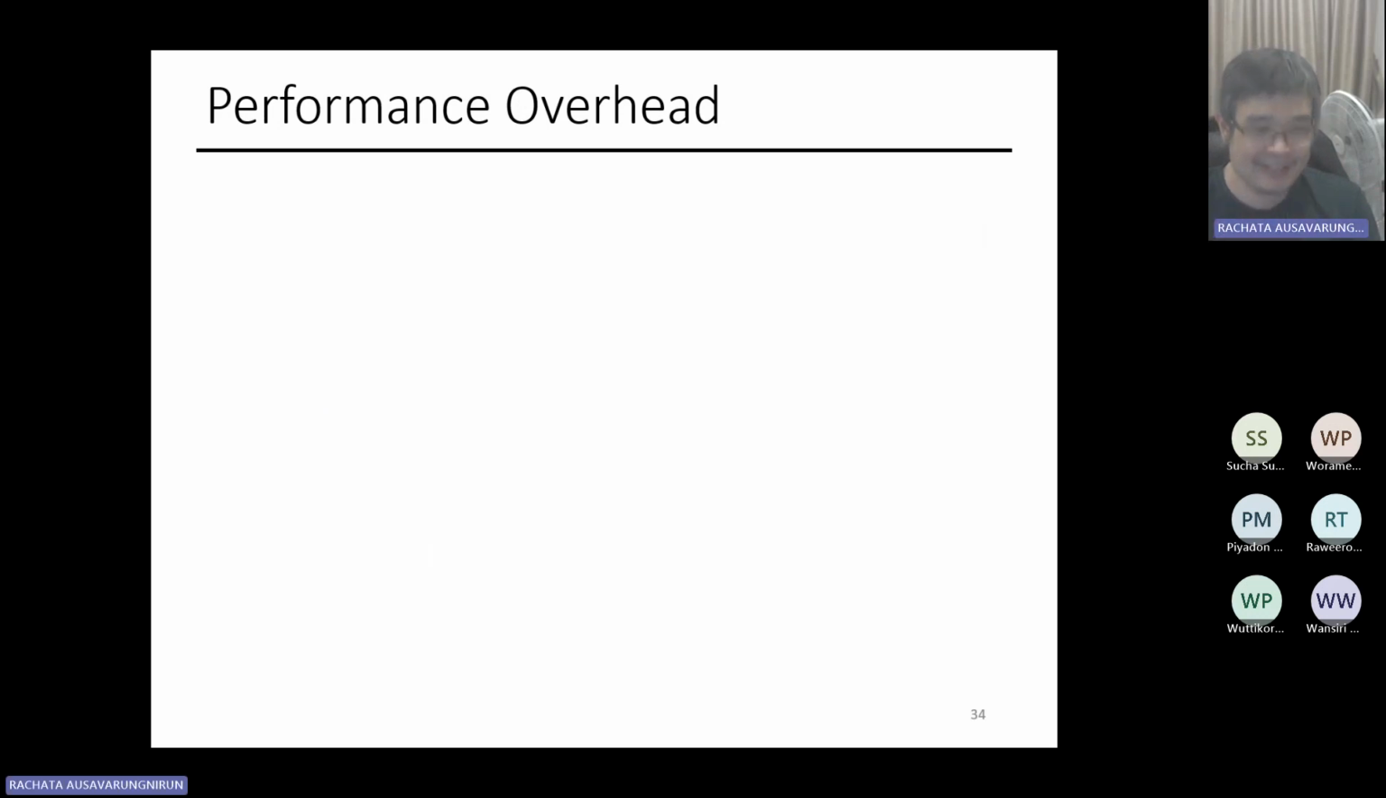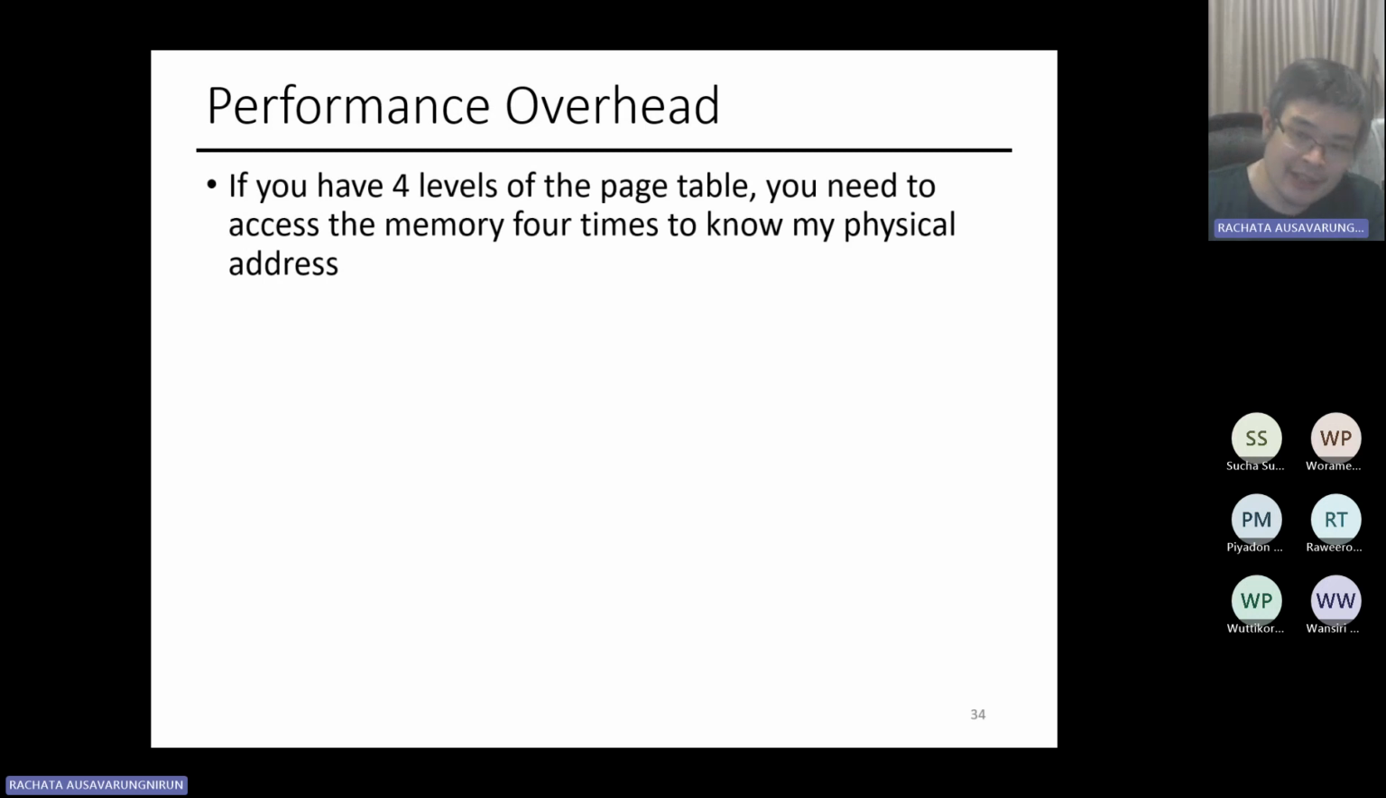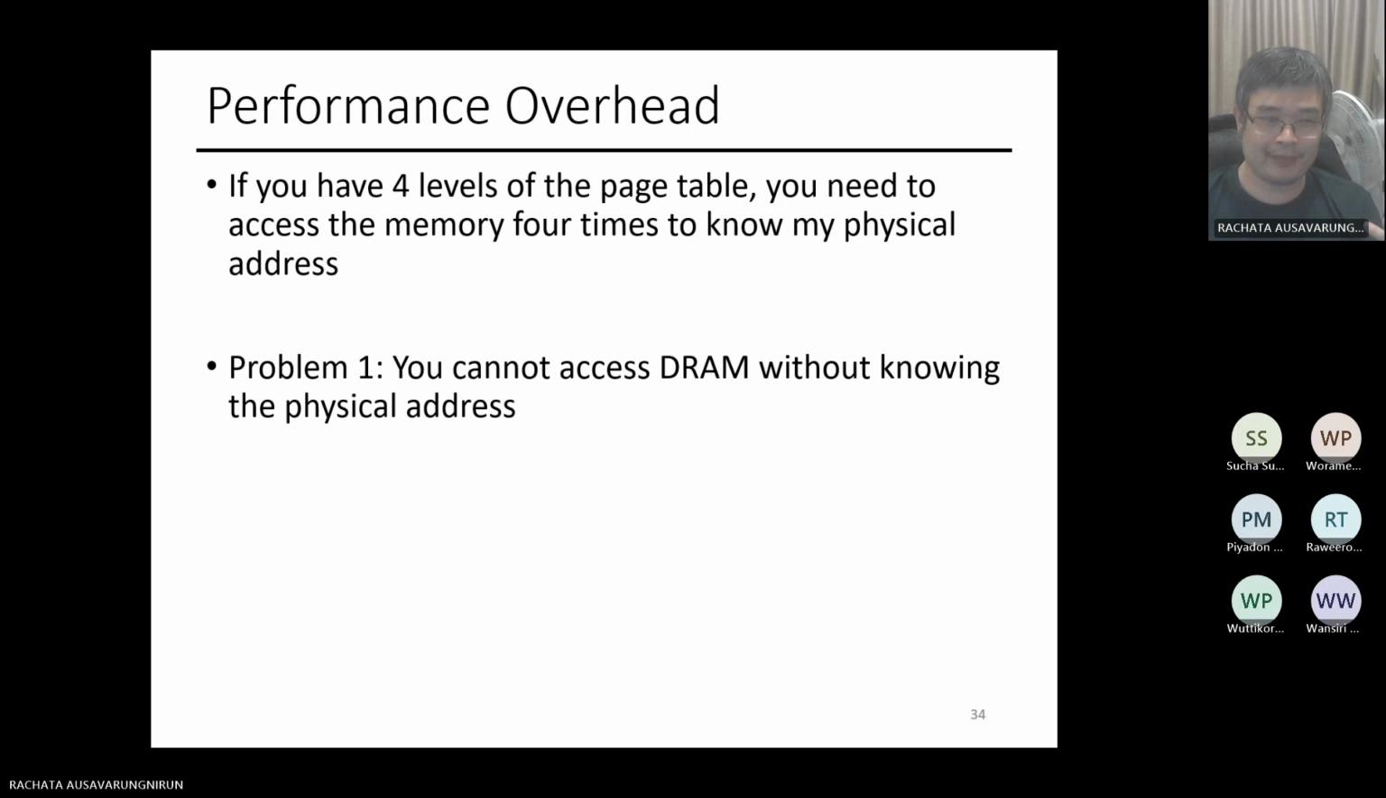Obviously, these tables are in DRAM, which means that to actually get your physical address, not even accessing your data, you have to go to DRAM multiple times. So that's a performance overhead. Let's say I have 4 levels for the page table. I have to go to DRAM 4 times, right? Just to know my physical address. So there are 2 problems. I cannot even access my data without knowing the physical address because the tables are in DRAM. I need the physical address for the location of my data, which means that one data access now turned into 4 accesses to the page table and 1 more access for your data.